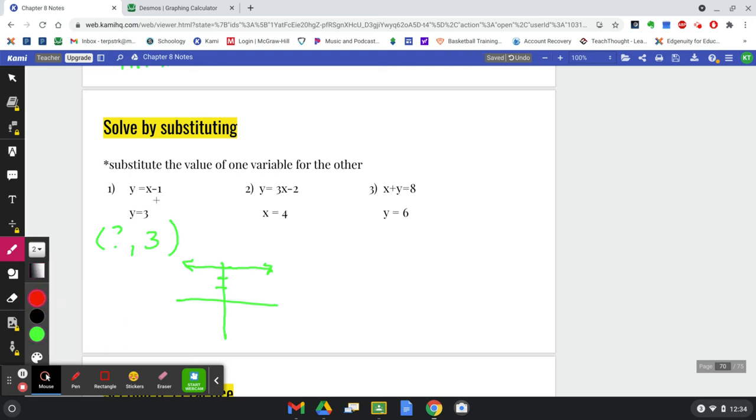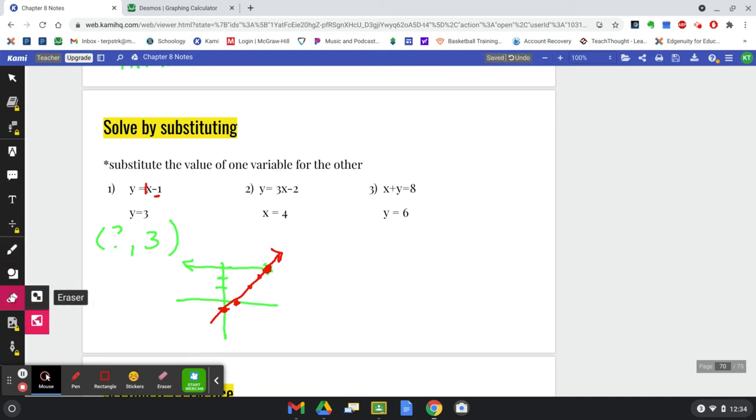And then if I graphed this one, I would start at negative 1, slope of positive 1, so up 1 over 1. I could do that, up 1 over 1, until I ran into that line. So this is going to be the x value when y equals 3, and I've got to figure out what that is.